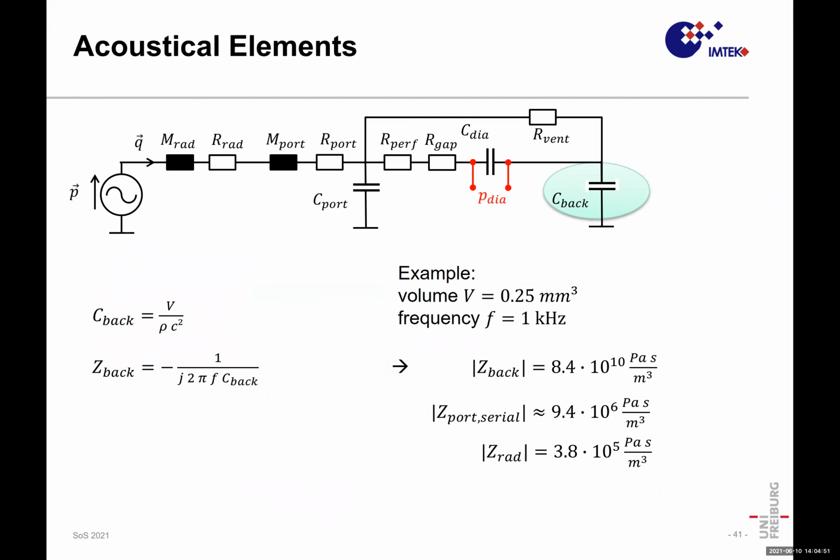Then we check for the back volume. The back volume compliance we can again simply calculate. And now we see this compliance is orders of magnitude higher compared to the port and the radiation resistances. So it is say 4 orders of magnitude higher. That means this is a really relevant impedance in my system. I really have to respect this, while those outside dimensions maybe are not too critical.